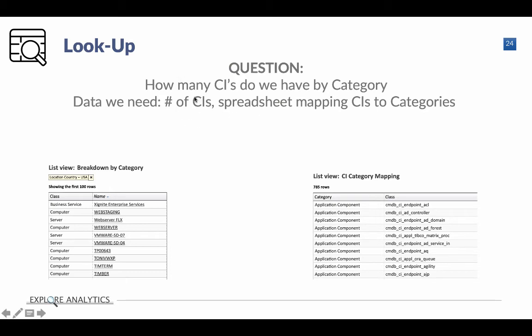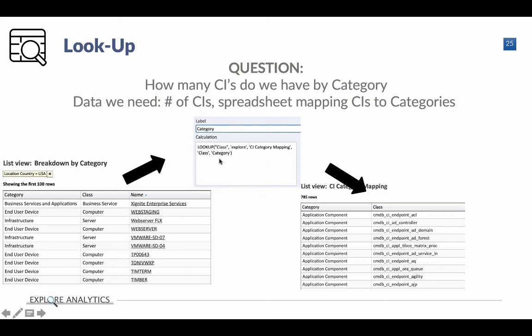So the number of CIs is from the CI table in ServiceNow, and the spreadsheet mapping CIs to category is an Excel spreadsheet that we've uploaded to Explore Analytics. And what we want to do is be able to look up based on the class to add that category to the data set. And that's where this lookup comes in.